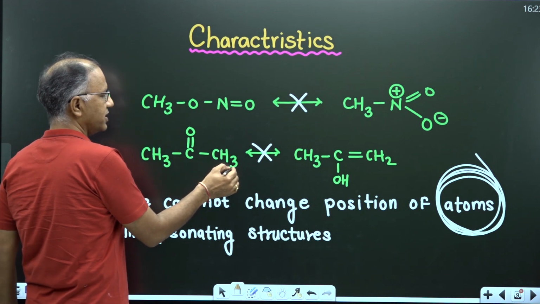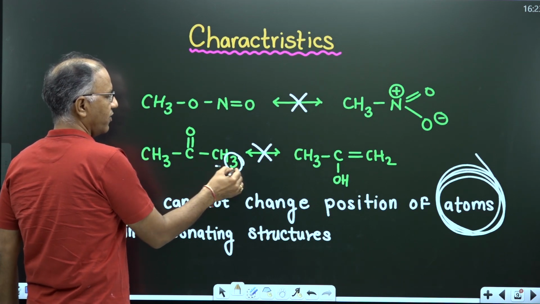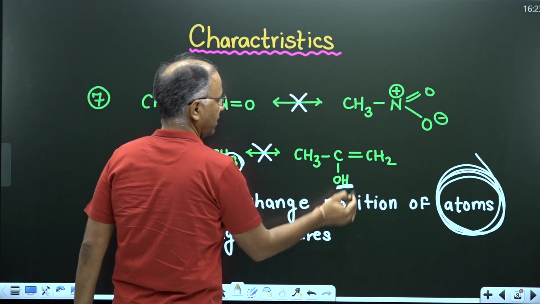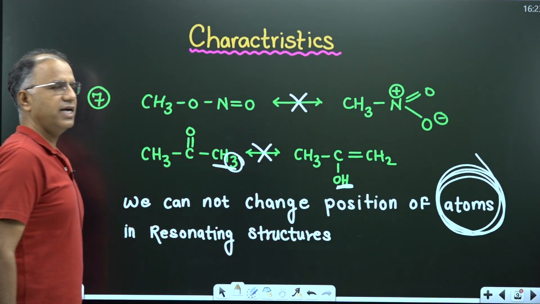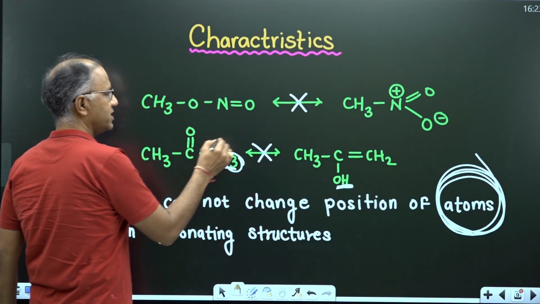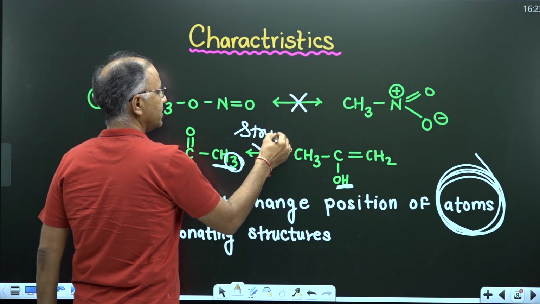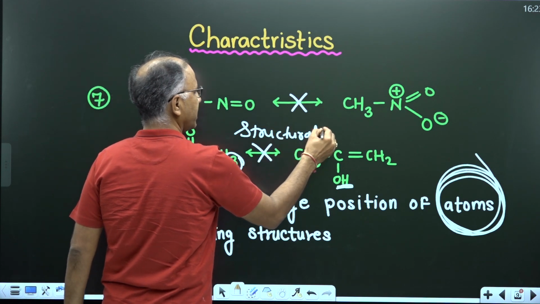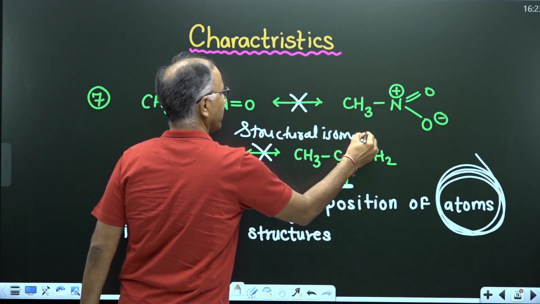Similarly, in this example, this hydrogen is moving from this carbon to oxygen. This means it is not a resonance. It is an isomerism, and it is a structural isomerism. Change in position of atoms means it is structural isomerism.